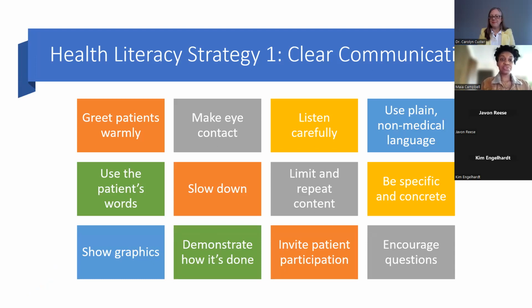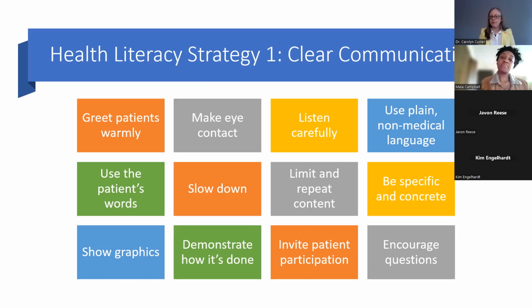All right. So the first strategy is clear communication. So greeting the patient when they come into the office, making eye contact, listening carefully, slowing down, using the patient's words is a very powerful tool. It lets the patient know that you're actually listening to them, and those are words that they're using and that they typically understand. Limit the content and repeat the information that's relevant.